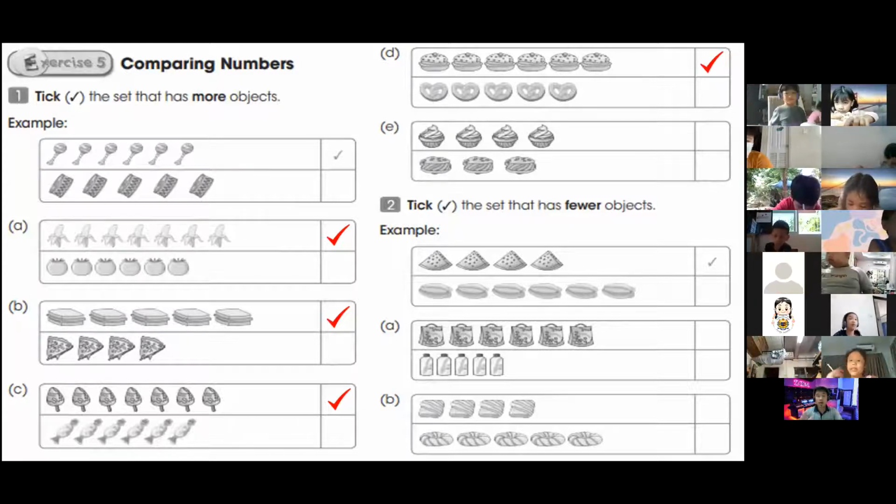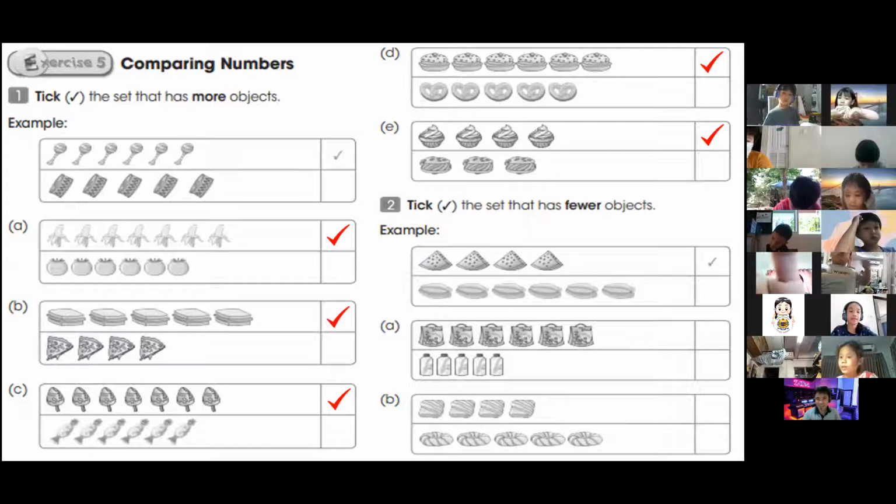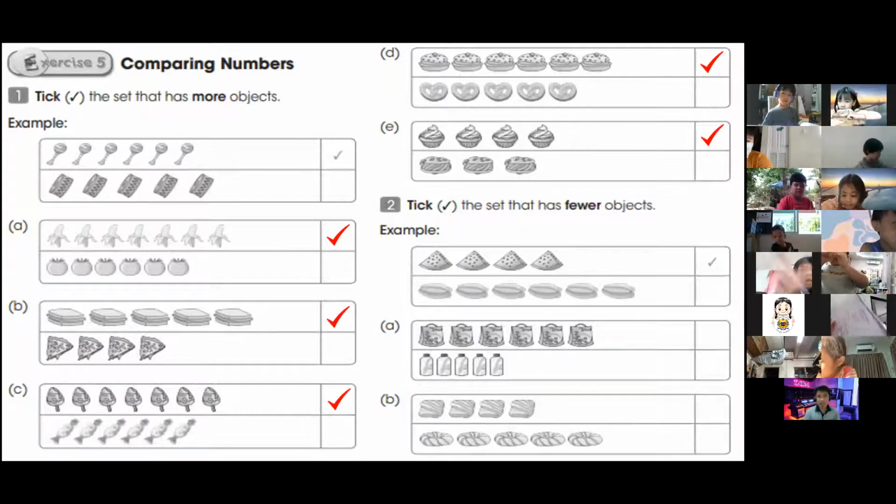Burger. Now look at your book. If you answered it already, can you check if your answer is correct? And letter E, it's cupcake. So the answer here in letter E is a cupcake. So that is the answer in number 1. Now in number 2, we use the word fewer.